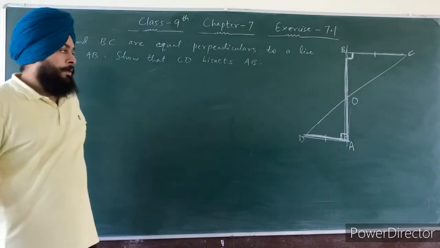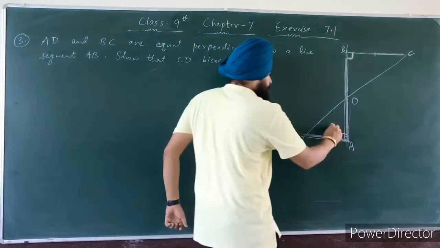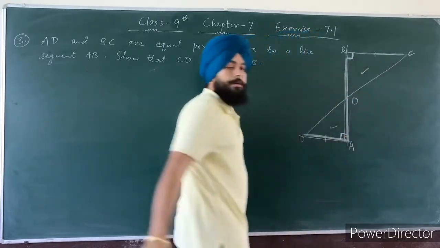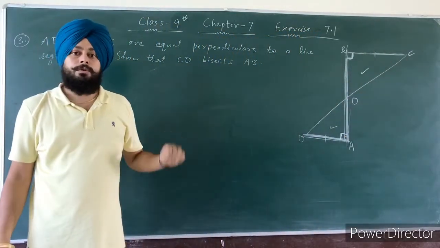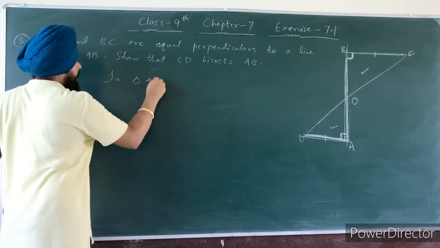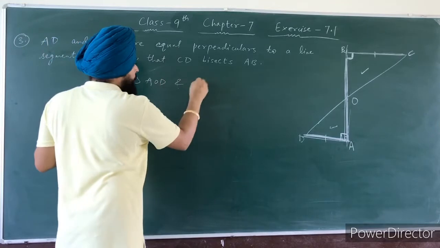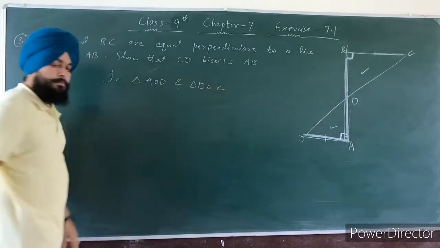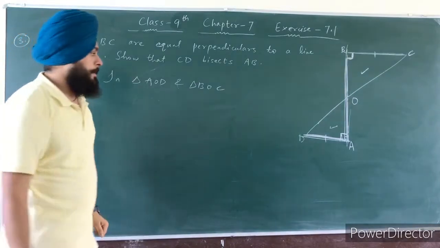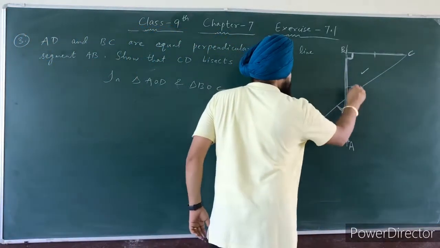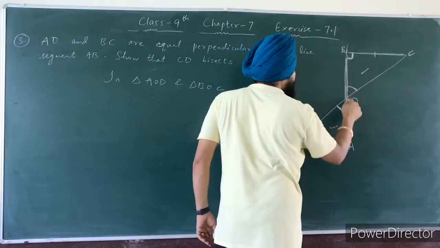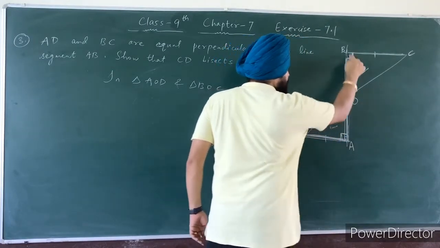Okay. So first, if you check, there are only two triangles. You have to take triangle AOD and triangle BOC. You have to prove them congruent. So you only have to prove both congruent. Alright. So first you can write: in triangle AOD and triangle BOC. To prove the triangles congruent, you have to take any three parts. So the first is this one. In triangle AOD and in triangle BOC, angle AOD is equal to angle BOC.